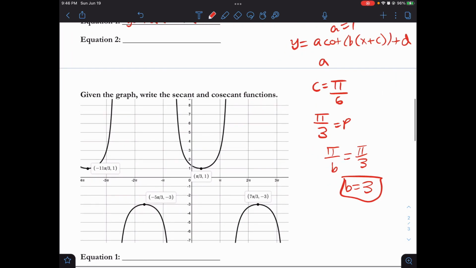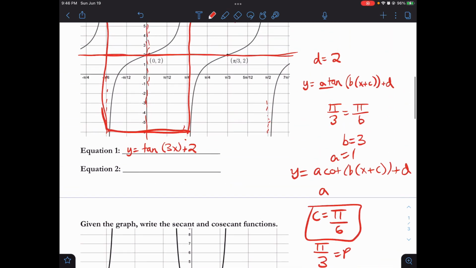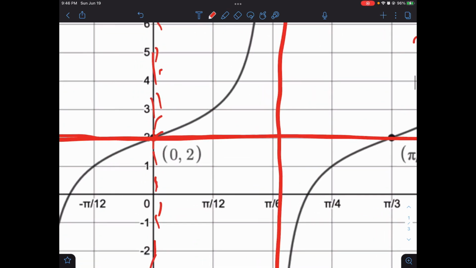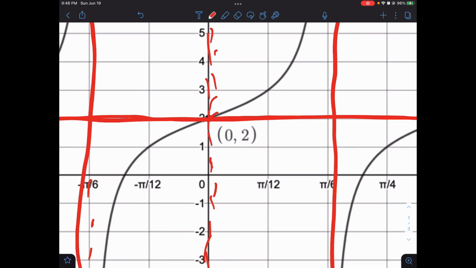Now that we have our b value and our c value, we can figure out our d value and our a value. Our a value is still going to be from our midline, and then we go from the asymptote right here and the asymptote right here to the middle points, and we go where it connects to the graph.